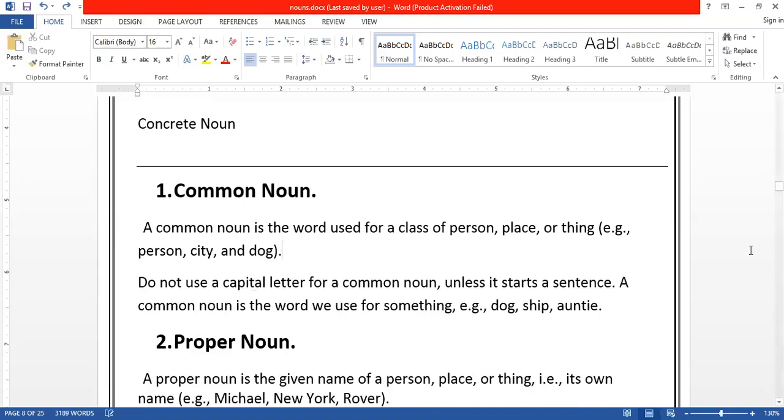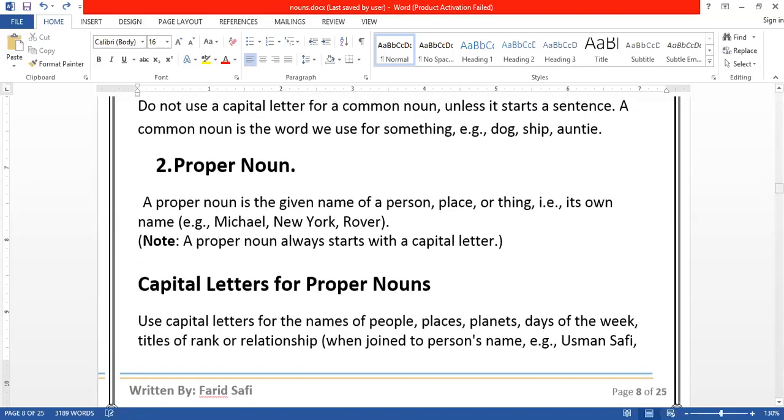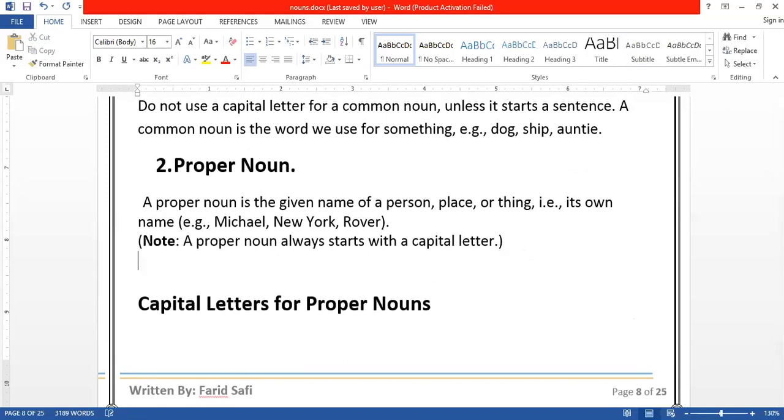What are proper nouns? We have the second type, called proper noun. A proper noun is the name of a particular person, place, or thing. For example, if I say Ali, now Ali is a proper noun. But if I say a boy, boy is a common noun, because boy can be any boy, but Ali is one. So Ali is a proper noun, but boy is a common noun.